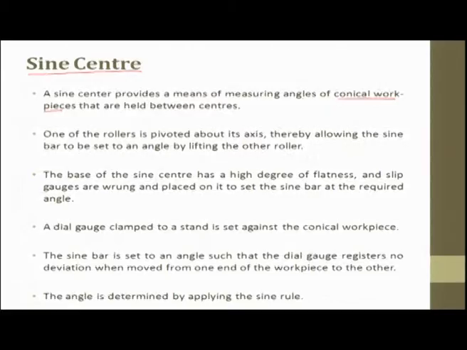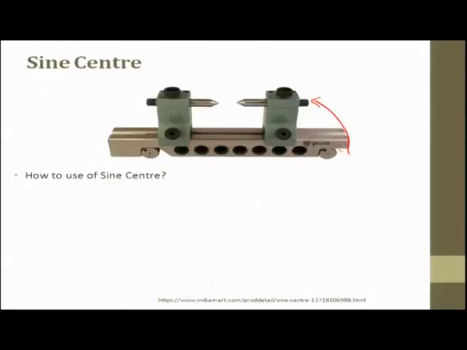The base of the sine center has a high degree of flatness. The slip gauges are rung and placed on it to set the sine bar at a required angle. A dial gauge clamped to the stand is set against the conical workpiece. The sine bar is set at an angle such that the dial gauge registers no deviation when moved from one end of the workpiece to the other end. The angle is determined by again applying the simple rule.